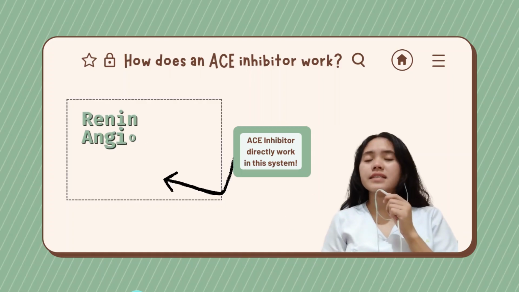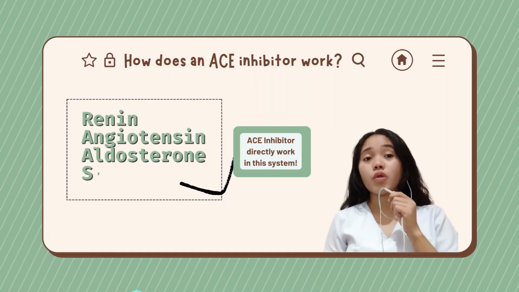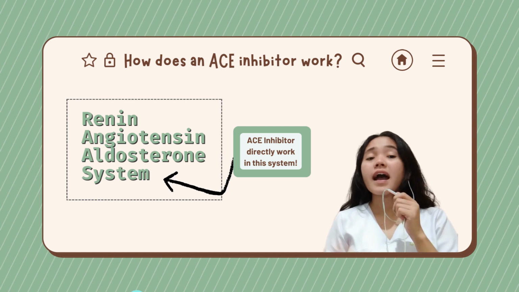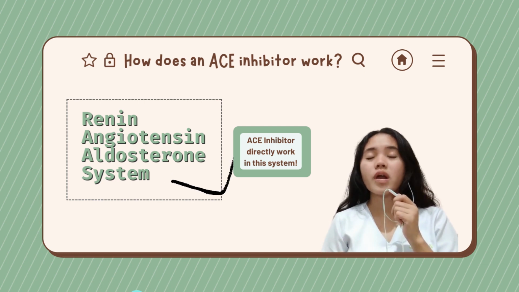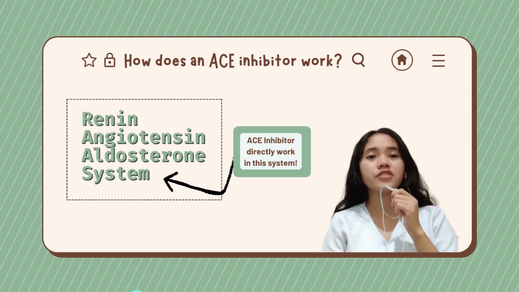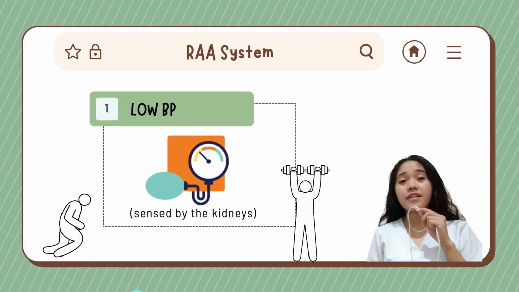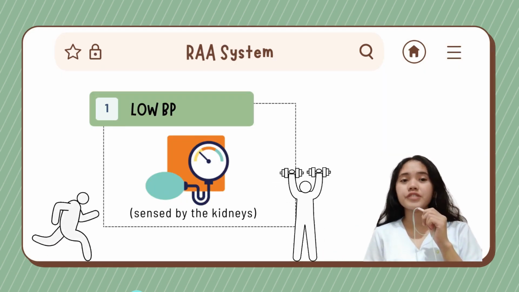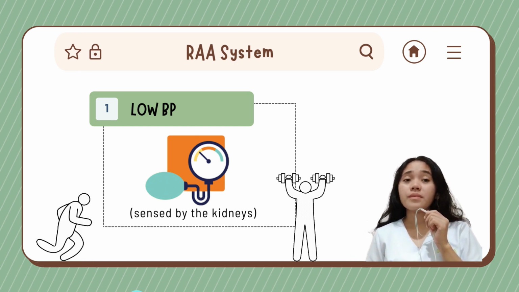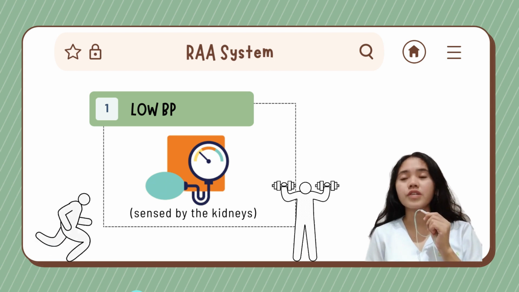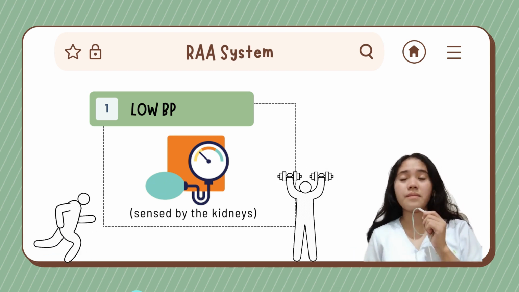So how do ACE inhibitors work to lower blood pressure? In order to understand the mechanism of action of ACE inhibitors, I have to give a brief overview about the renin-angiotensin-aldosterone system, or the RAA system. In the event that your body determines that your blood pressure is too low to meet the demands of your body, the RAA system automatically works to bring your blood pressure up to meet those demands.